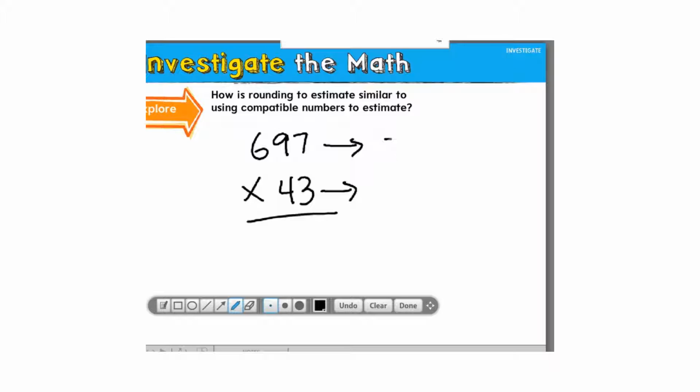697 would change to 700. 43 would change to 40. 7 times 4 is 28. I did see a couple of 2,800s. But the only reason why you wouldn't have got that one right is because there's 3 zeros here. There's one here, here, and here, and you need all 3. If you think about it, that's 700, and you're multiplying it by 40. So that's a big number. It's going to be a really big number.